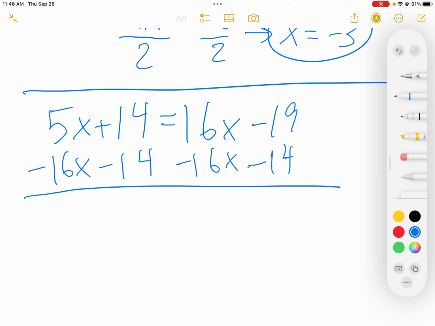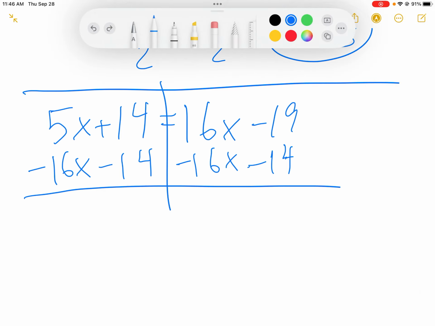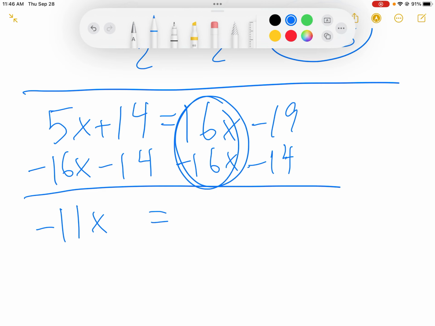And now see, I'm doing both of these steps at once, doing one to one side of the equation and the other side. I have minus 16x and minus 14 on both sides. Remember, what you do to one side, you must do to the other. That's how it works. Then I combine like terms here. 15 minus 16 is negative 1 x's. The 16 x's cancel out because it's plus and minus.